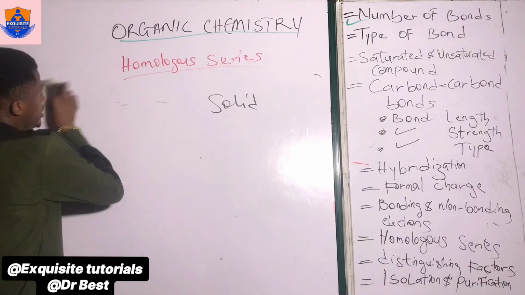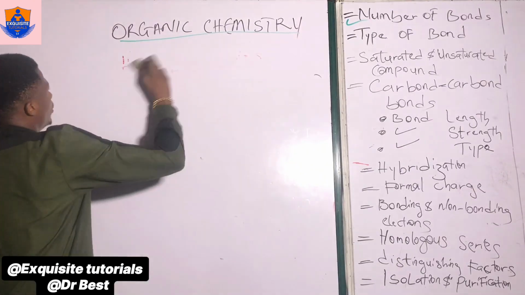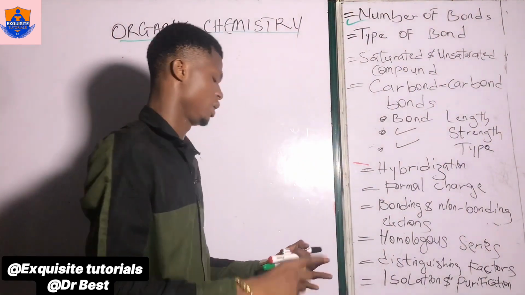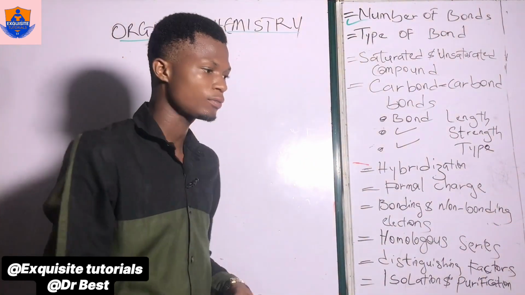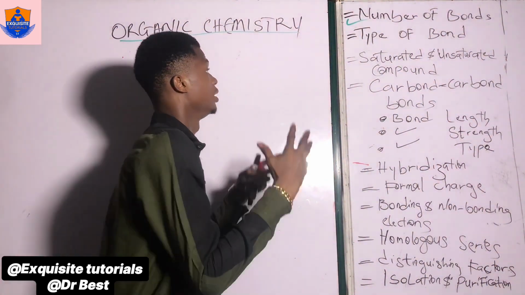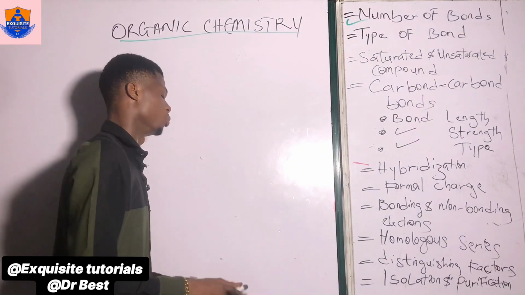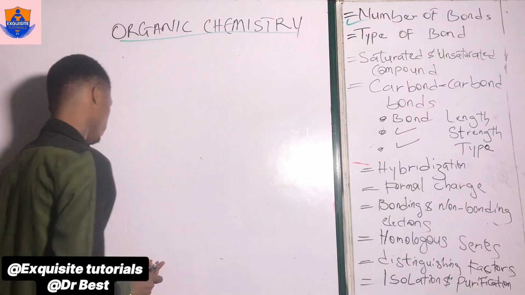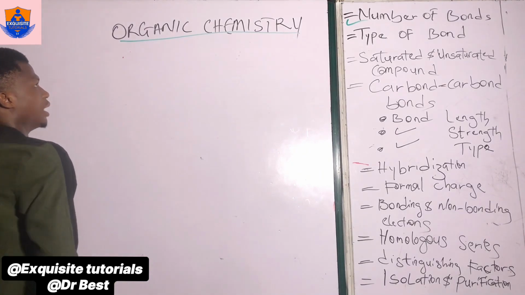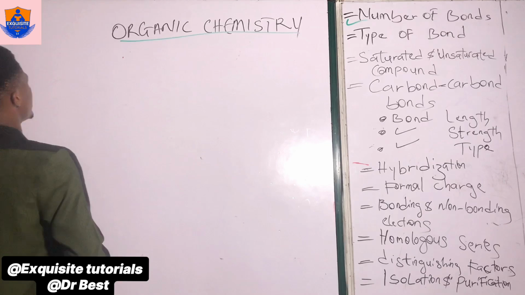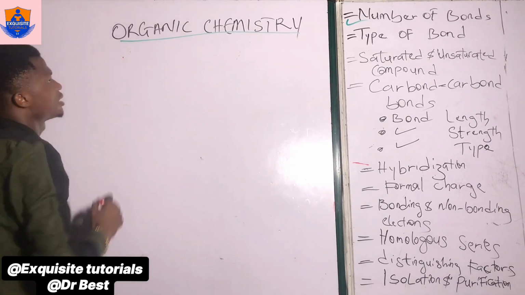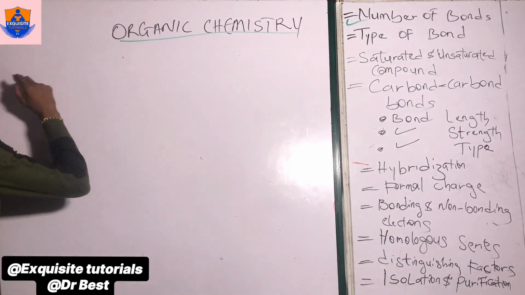Remember, we have talked about 5 things. We talked about having the same general formula, each member differing by a CH2 group, and method of preparation. We talked about them having similar reaction types. Then we talked about changes down the group. Now let's look into some homologous series that we know their general formula and functional group. So let's take a table like this. Let's take name.